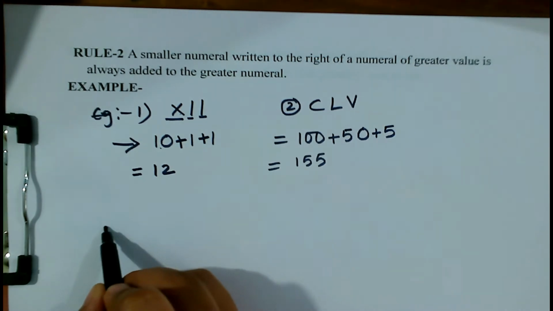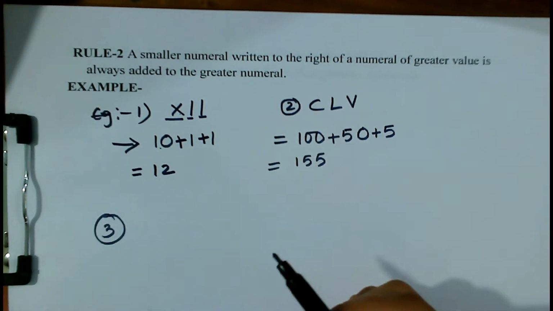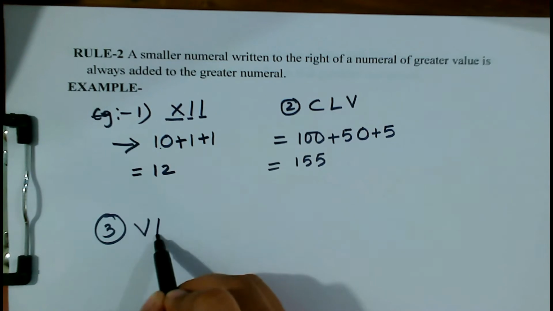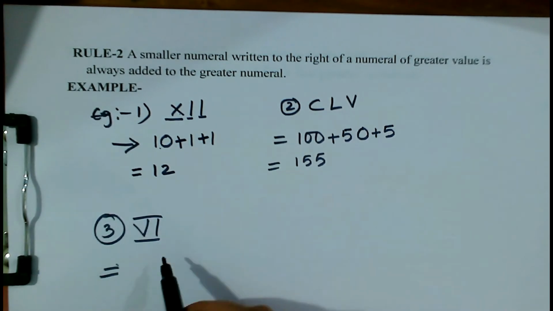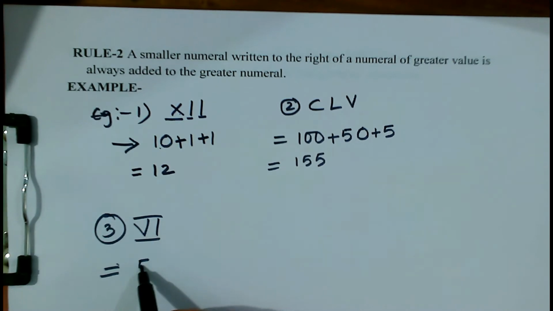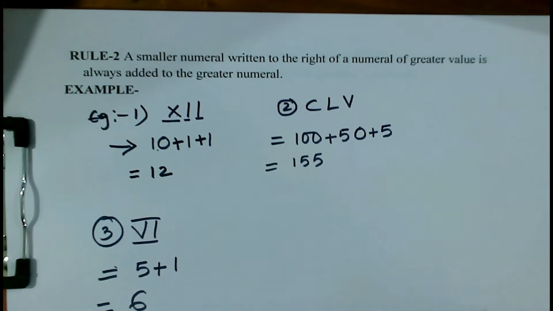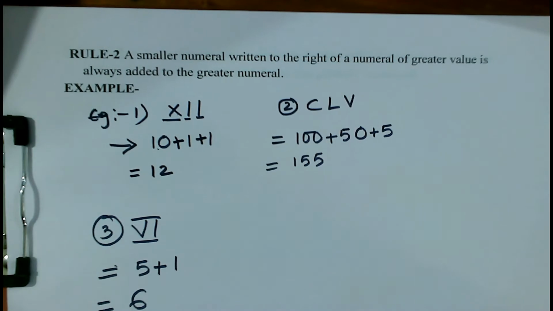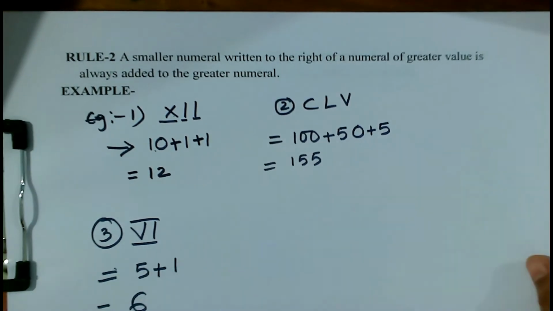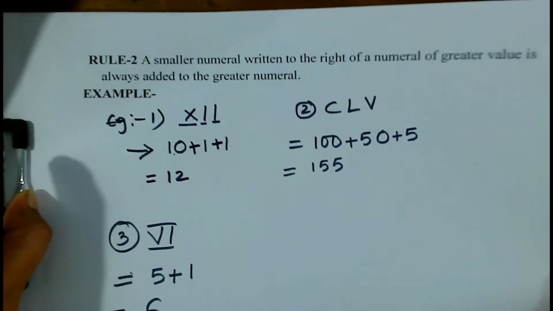Another example, example number 3, VI. V represents 5 and then I is 1. This also goes from big to small, so you add it and this gives us 6. That's all for rule number 2, and then let's move on to rule number 3.